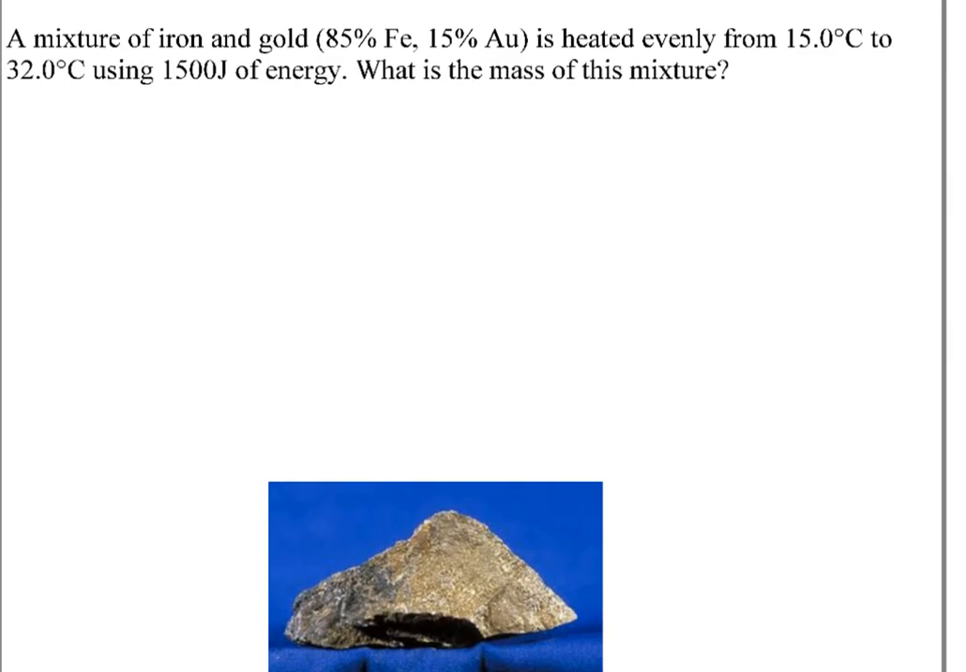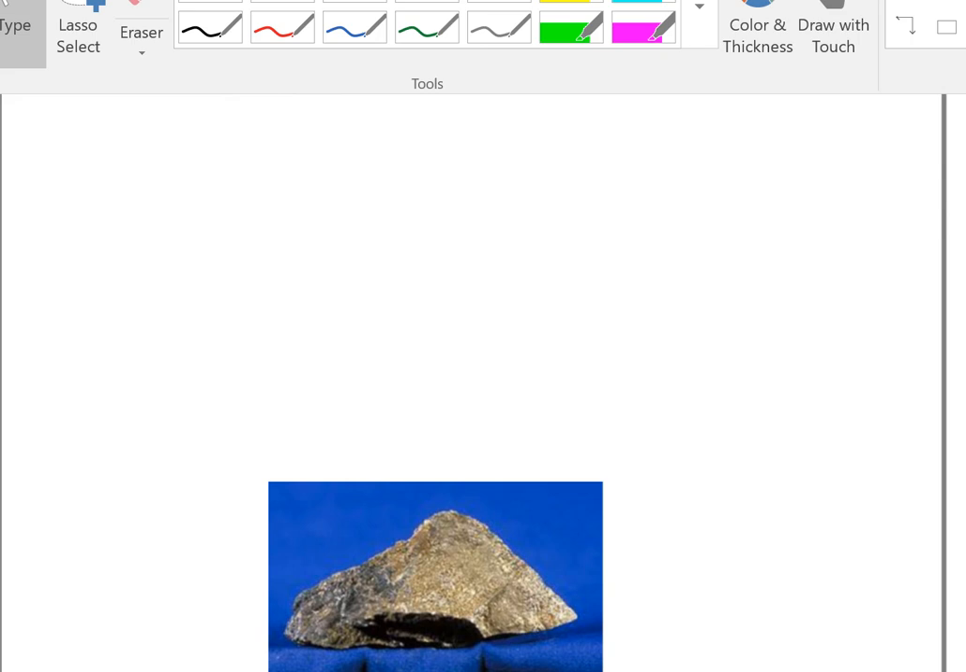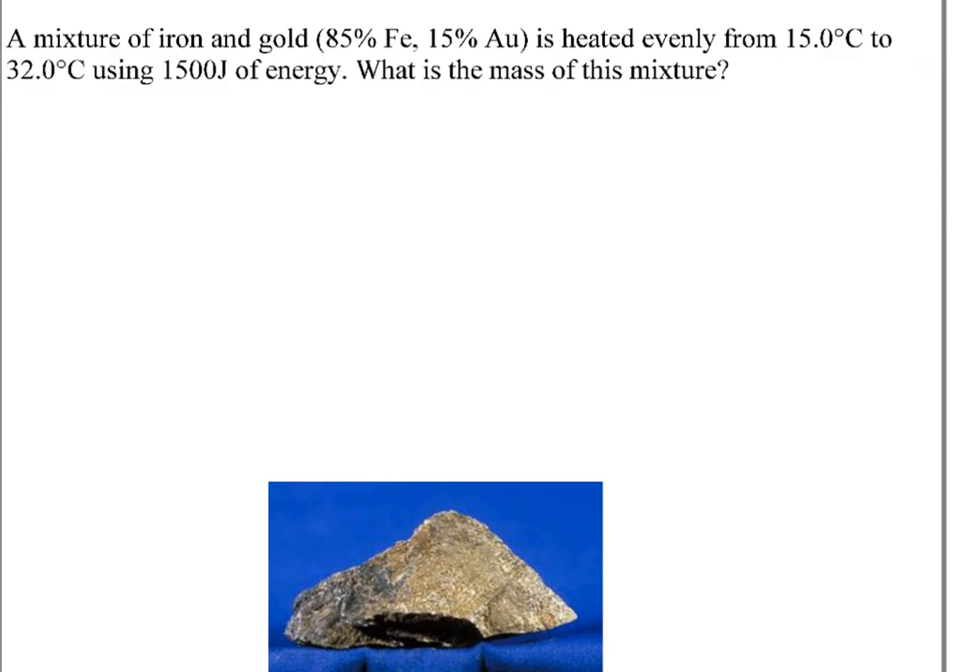The last problem in this set reads, a mixture of iron and gold is heated evenly from 15 Celsius to 32 Celsius using 1500 joules of energy. What's the mass of this mixture? This is kind of an interesting problem because we have a mixture of two different metals.